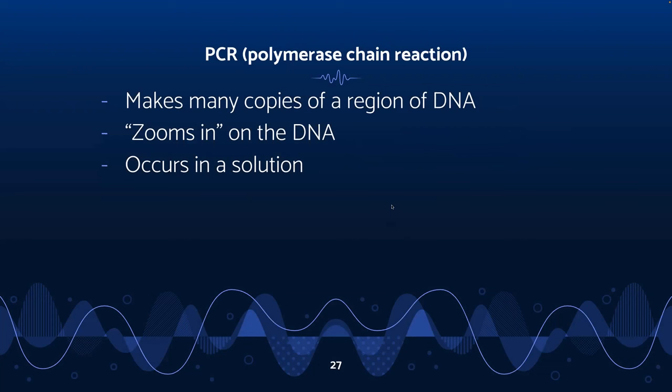All right, so first we'll start with PCR, or polymerase chain reaction. What this does is it makes a bunch of copies of one region of DNA. I guess it kind of zooms in on the DNA. If you have heard of gel electrophoresis or something like that, this is different because it occurs in a solution. Also this is a step that you have to do before gel electrophoresis, which we will get onto later.